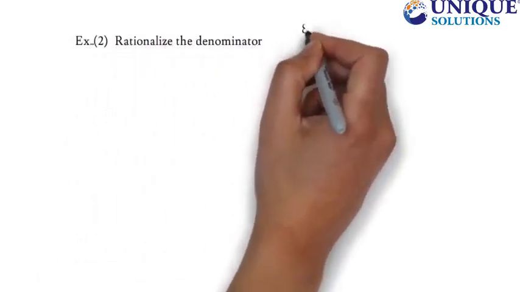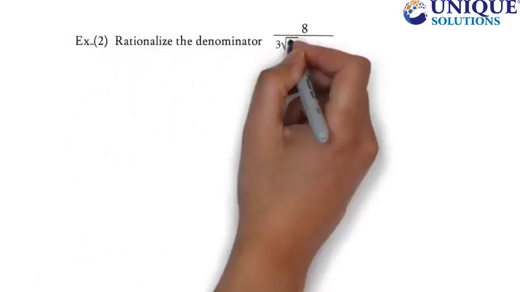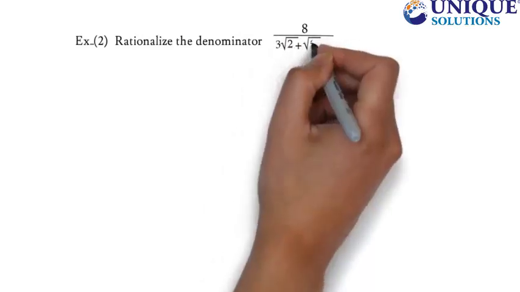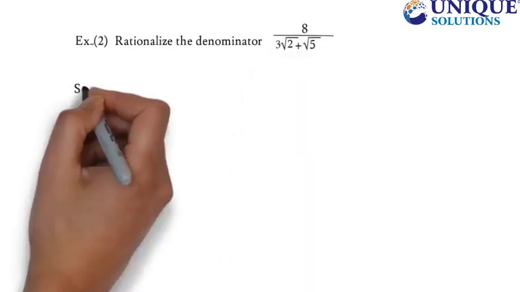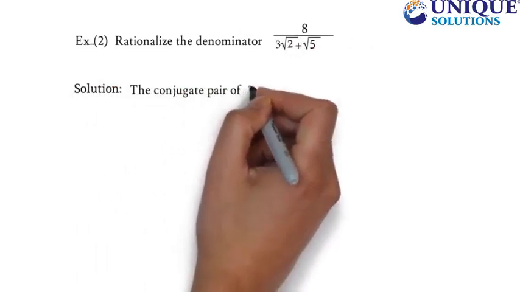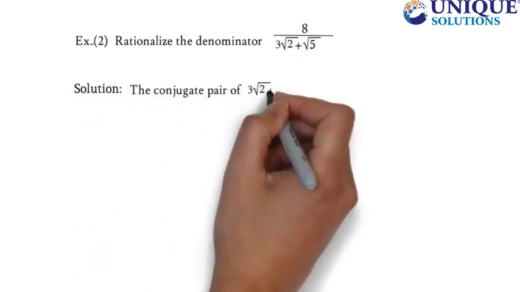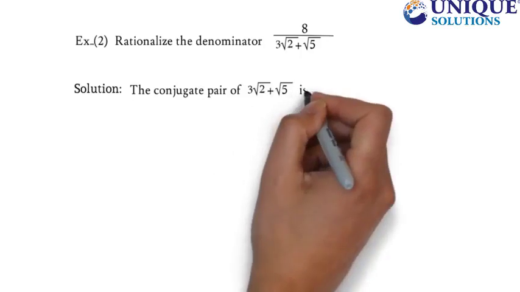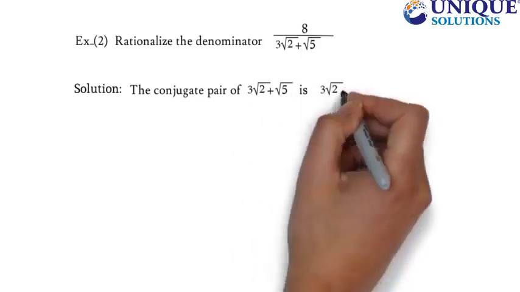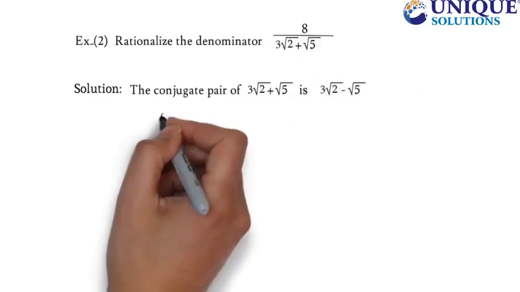Example 2. Rationalize the denominator 8 upon 3 square root of 2 plus square root of 5. Solution. The conjugate pair of 3 square root of 2 plus square root of 5 is 3 square root of 2 minus square root of 5.